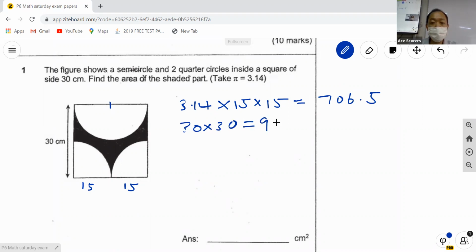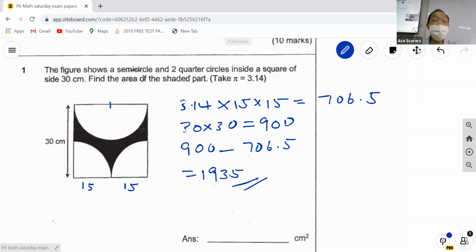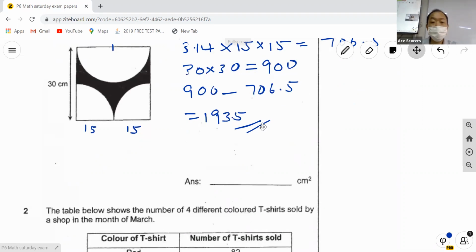Next we take, yeah, so 30 times 30 equals to 900, right? That's the area of the whole square. So you take 900 minus 706.5, 193.5. Okay, cm squared. That's the answer. Okay, can? All right, next.